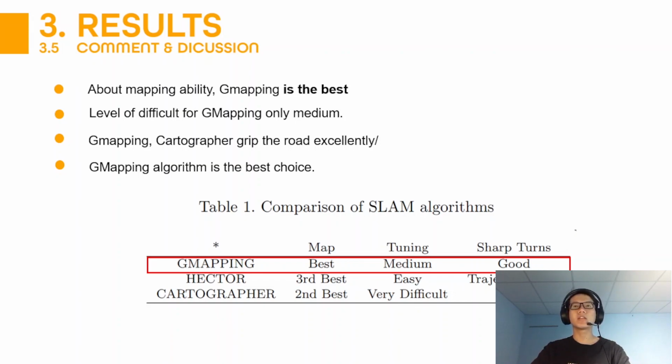About mapping ability, gmapping is the best, Cartographer ranks 2, and the last is Hector. About tuning, Hector is so easy to tune, Cartographer is very difficult to tune, gmapping is at the medium level. When meeting a sharp turn at a junction, Hector will lose the trajectory, while gmapping and Cartographer still grip the road excellently. In short, the gmapping algorithm is the best choice.